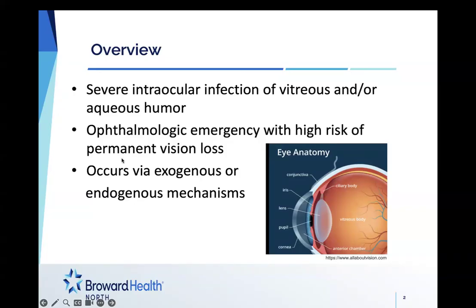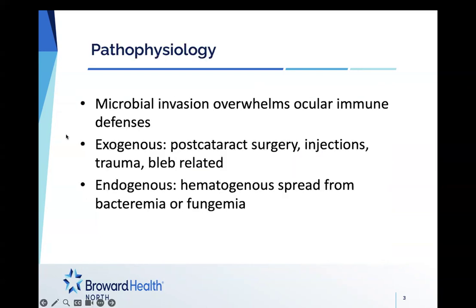So endophthalmitis is an ophthalmologic emergency with a high risk of permanent vision loss if not treated promptly, and it occurs via two mechanisms, exogenous or endogenous, and we'll touch on those in a second. Moving into the pathophysiology, it is a microbial invasion that overwhelms the ocular immune defenses. It's important to identify the category of endophthalmitis as this is going to influence the presentation, the microbiology, and the overall visual outcome for the patient.